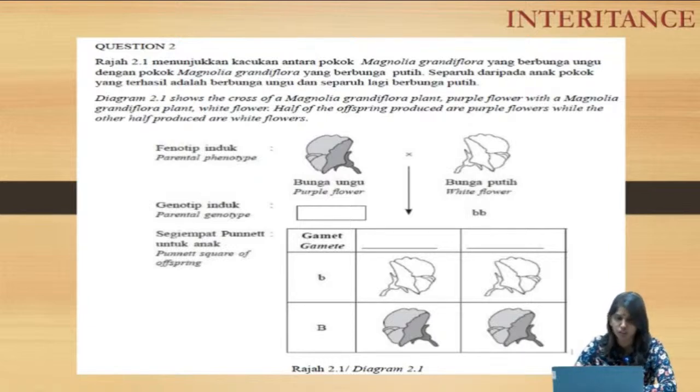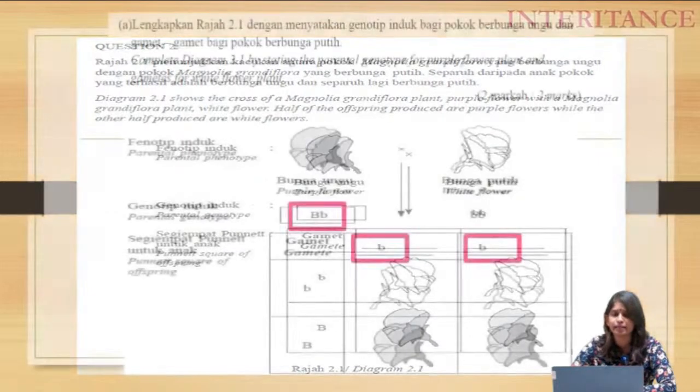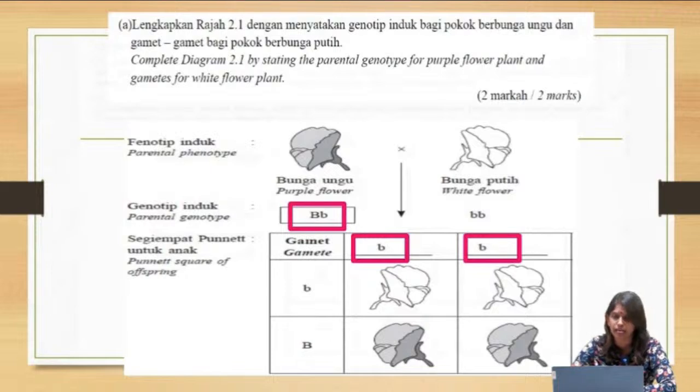If you look at the first question, the parental genotype is not given, and a part of the Punnett square where the gametes are not filled. So we can look at the question now. Complete diagram 2.1 by stating the parental genotype for the purple flower plant and the gametes for the white flower. It's a clear-cut question asking you to state the parental genotype for the purple flower and also the gametes for the white plant. Two marks are given for this. Come, we have a look at the answer.